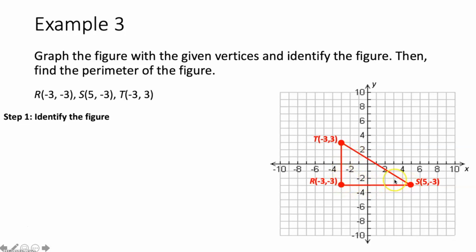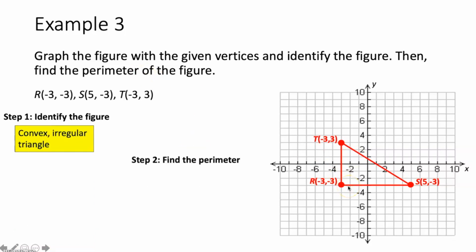This would be a 90-degree angle, and these two are not 90-degree angles. So we could say that this is going to be a convex irregular triangle. Now that we know that, we can find the perimeter of this given figure. So to find the perimeter, we need to figure out the length of each side.